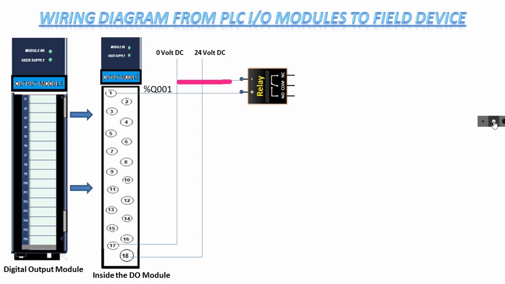So now what to do? 24 volt DC is required to act the relay. When the program gives a command, the PLC gives the command from this terminal Q001, so this will act. Then the relay will act. The power supply is connected here, and it will move from the NO contact to the field devices. Let's see how it practically works with the example in the next slide.